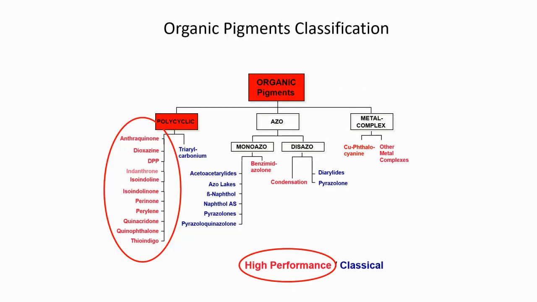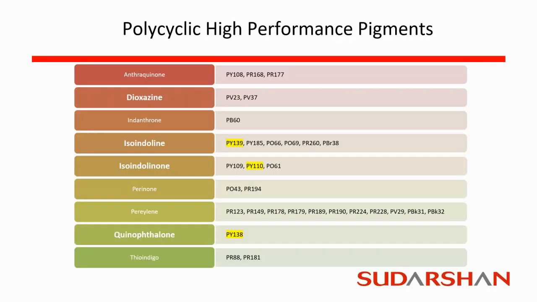The remaining high-performance yellow pigments come from the polycyclic category classification. For the yellow space, it's the isoindolone, and the pigment yellow 139 and the pigment yellow 138 are those that Shan offers for high performance polycyclic pigments.